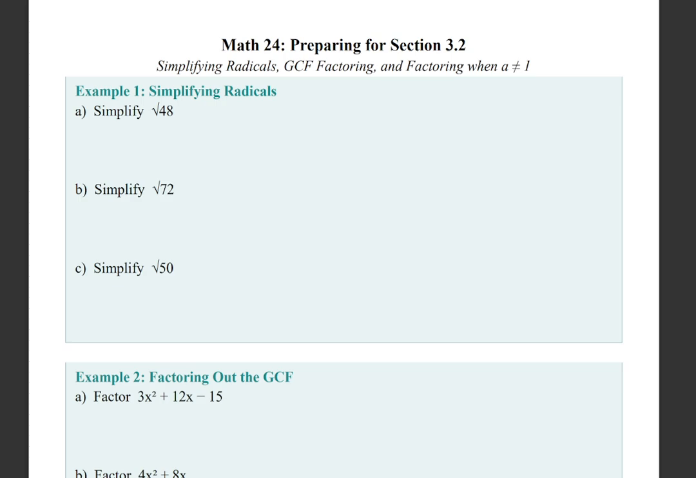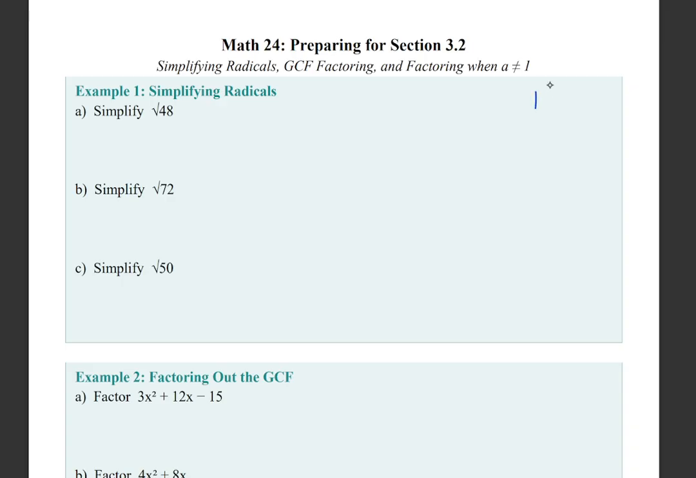Today we're discussing material and preparation for section 3.2. So we want to get really good at simplifying radicals. I want to do a little more practice here with just some numbers. So focusing in on something like square root of 48, we want to think about, are there squares that we know of that go into 48?